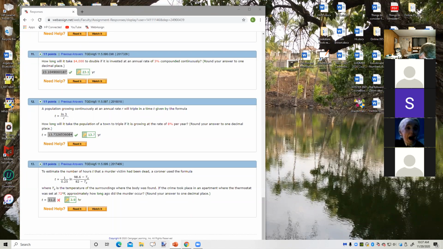t equals 1 over 0.25 times the natural log of the quantity (98.6 minus Ts) over (82 minus Ts), where Ts is the temperature of the surroundings where the body was found. If the crime took place in an apartment where the thermostat was set at 72 degrees Fahrenheit, approximately how long ago did the murder occur? Okay, so we're going to take this formula and we're going to put 72 degrees in for Ts.